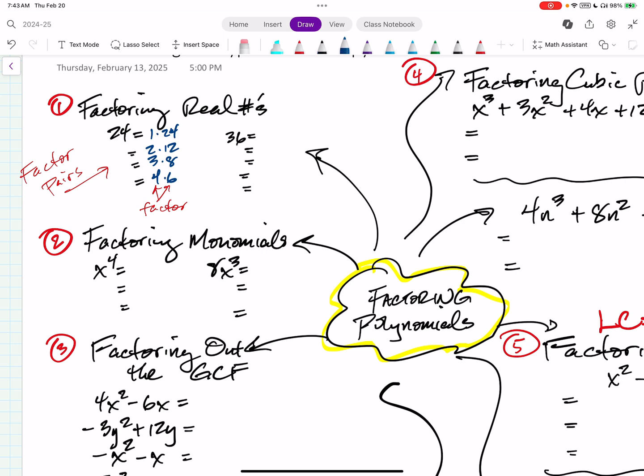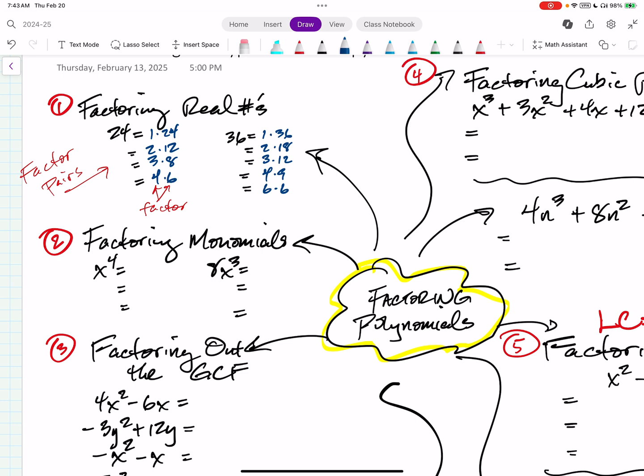For 36, that's 1 times 36, 2 times 18, 3 times 12, 4 times 9, just basic multiplication here, and 6 times 6. These are called factor pairs of the number, and they are important when it comes to factoring polynomials, which is why we have to go back to the basics.